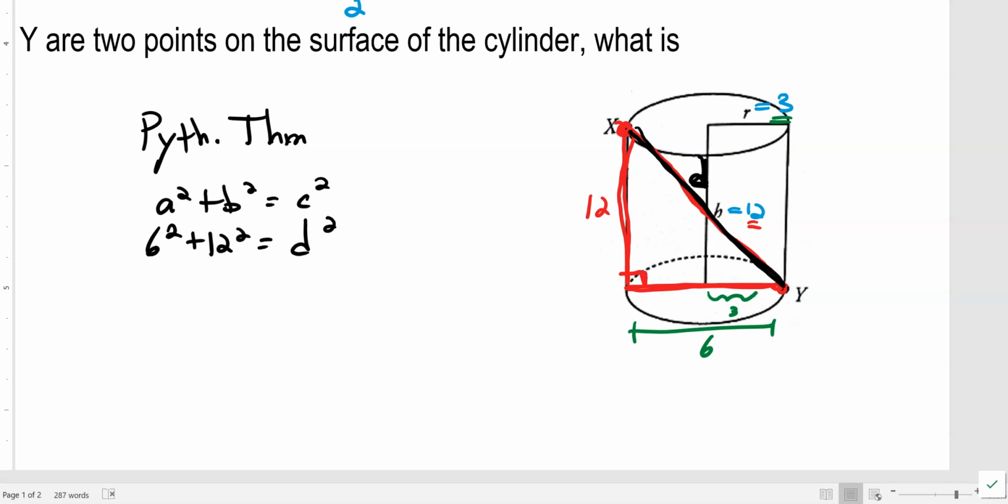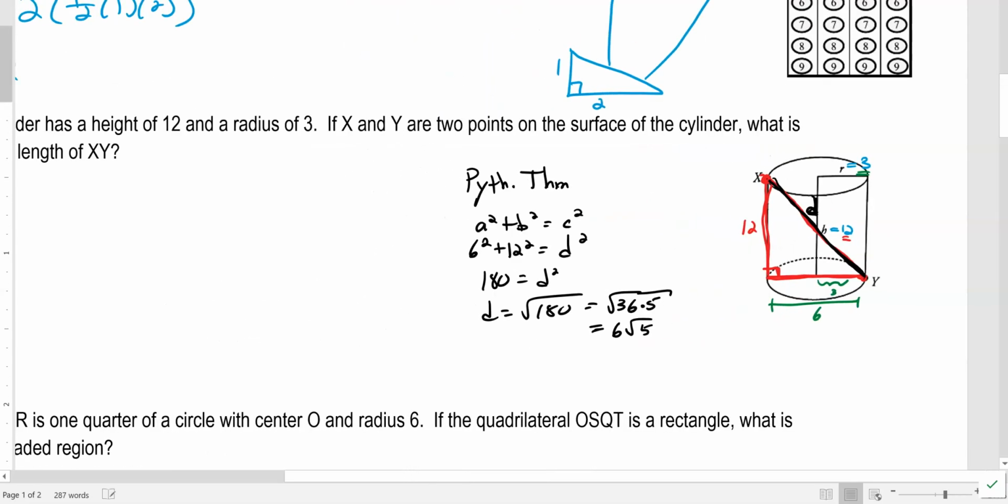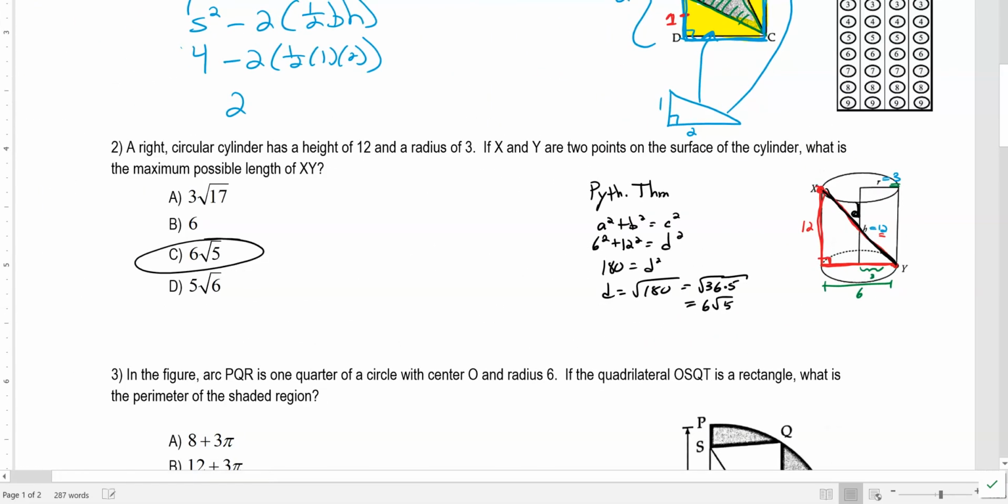And do a little bit of work here, you're going to end up with 180 equals that diagonal squared. So the diagonal is square root of 180, which if we reduce is going to be square root of 36 times 5, or if we factor that out, that's going to be 6 root 5. All right, so that's our answer, 6 root 5. Hopefully it's one of them, and there you go. It is letter C.